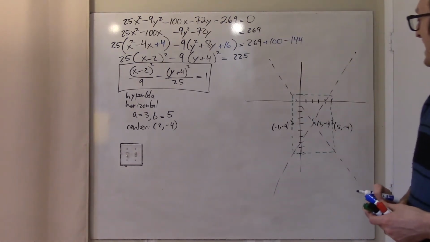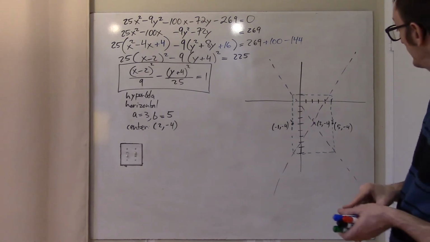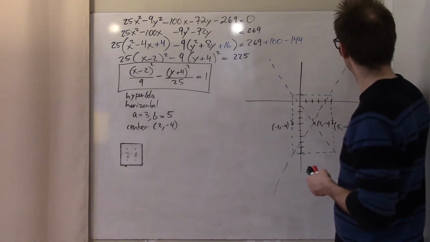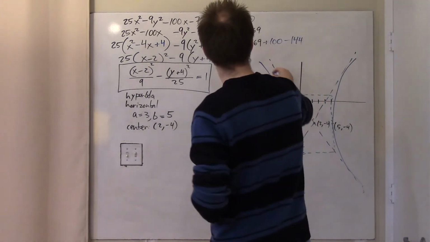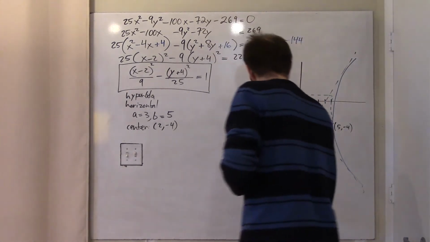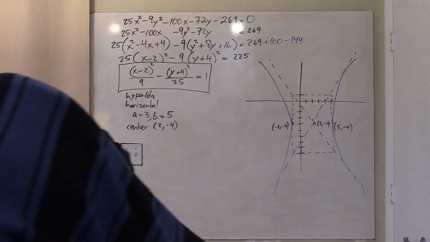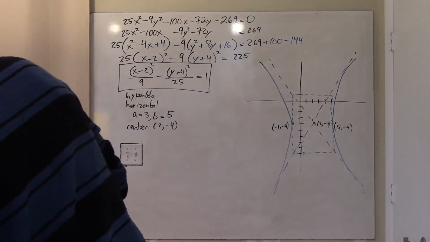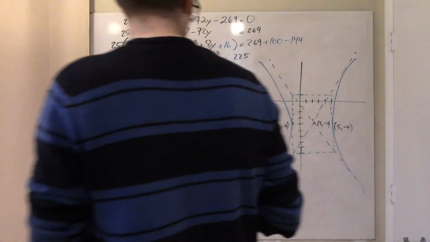Okay, and well, great. Then what does the hyperbola look like? I can pretty much just draw it already. It's going to look like that, and like that. Horizontal hyperbola, vertices at (5, -4) and (-1, -4), and everything's looking good. I'll just check my stuff, but yeah, it's all right. Okay, great. What's left to do?